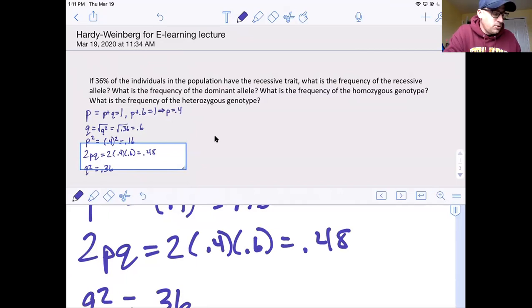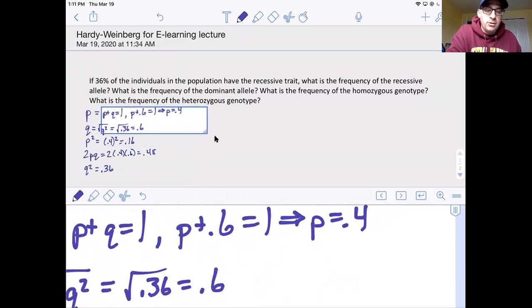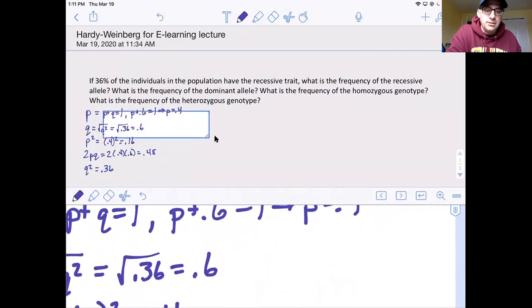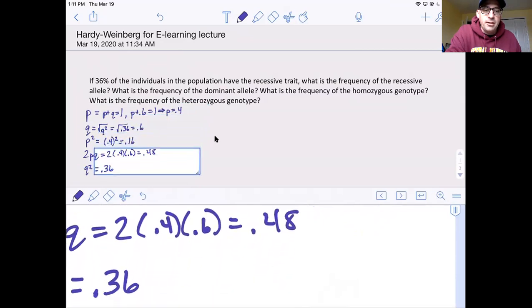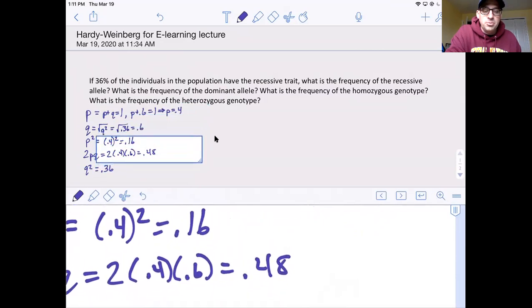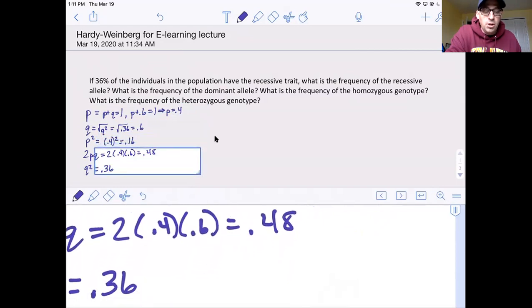One thing I want to make sure I do is a quick check once I finish. Do p and q add up to 1? 0.4 plus 0.6? Yes, they do. And then do p squared plus 2pq plus q squared add up to 1? 0.16 plus 0.48 is 0.64. 0.64 plus 0.36 is 1. And I've done that first problem successfully.